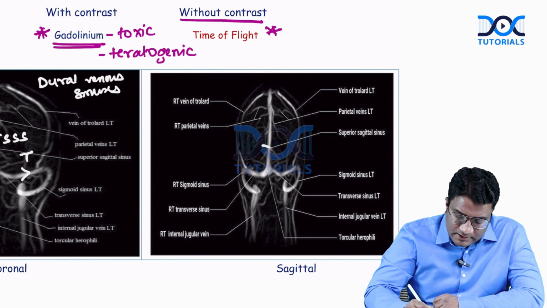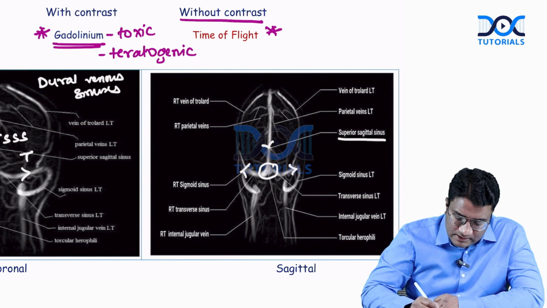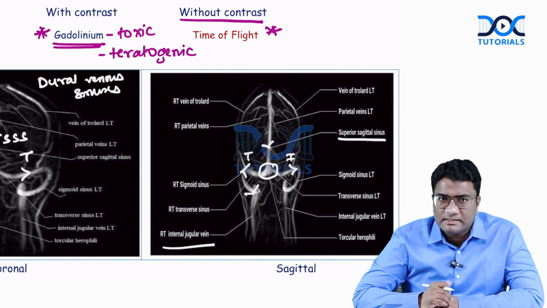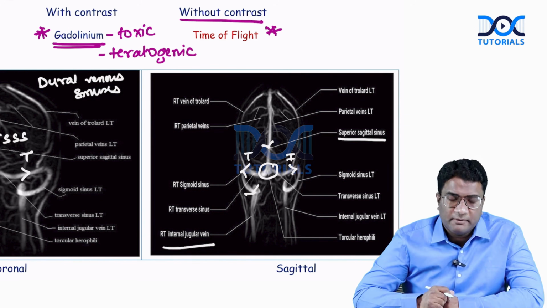There is a superior sagittal sinus going towards the confluence of sinuses, and from either side you get the transverse sinus going into the sigmoid sinus and finally opening into the jugular vein. So you are having these dual venous sinuses. This is MR venography.